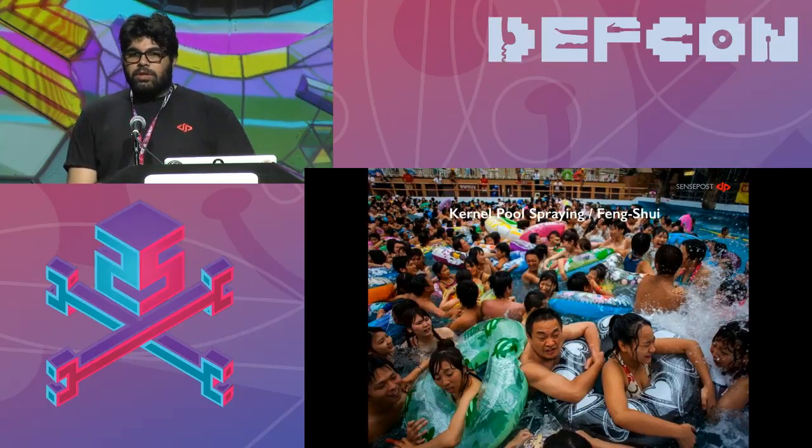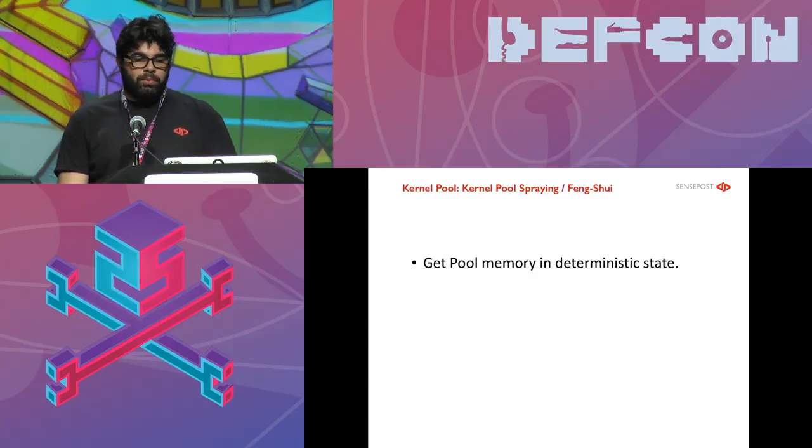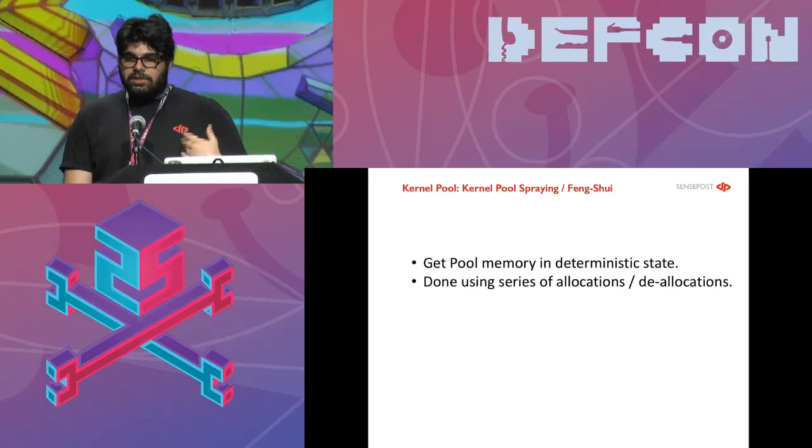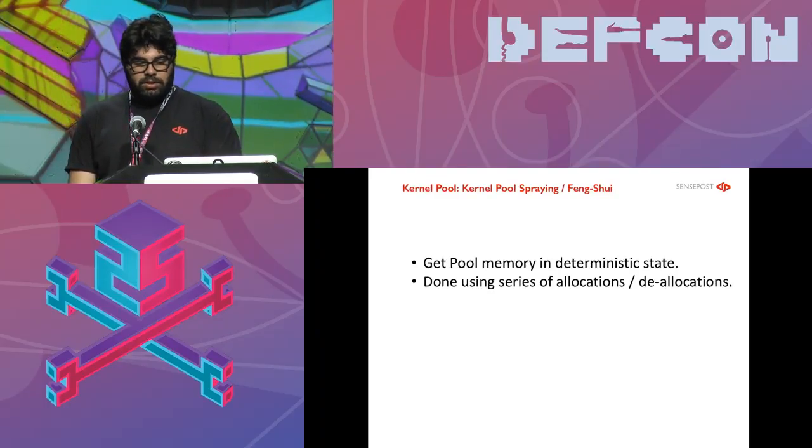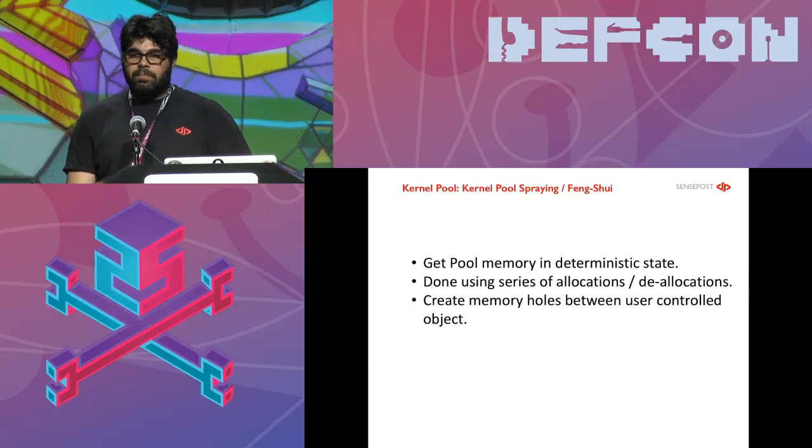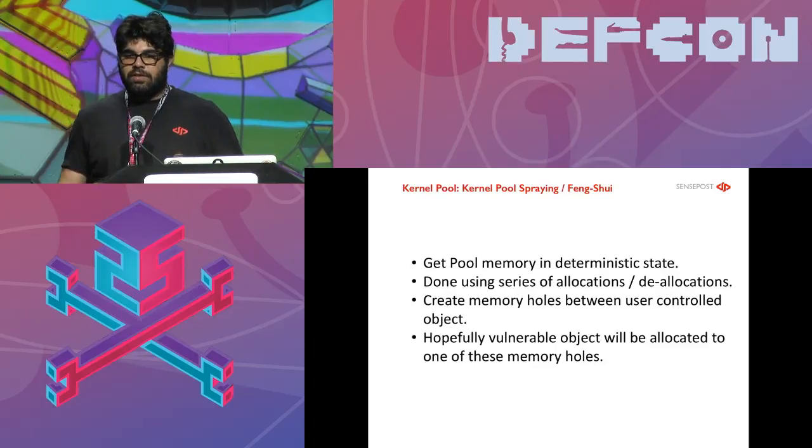The next thing I want to talk about is kernel pool spraying. Why do we do kernel pool spraying, or feng shui, in exploit development? First of all, it is used to get the kernel pool memory in a deterministic state. The way it does it is by doing a series of allocations and deallocations. The deallocations are used to create memory holes that hopefully our vulnerable object will be allocated to, thus having our vulnerable object allocated in a space between objects under our control that we can abuse to gain an extra exploit primitive, or extra access to the memory next to it.